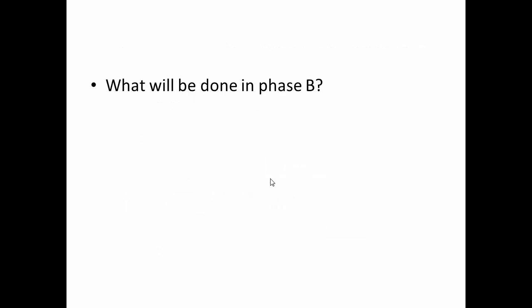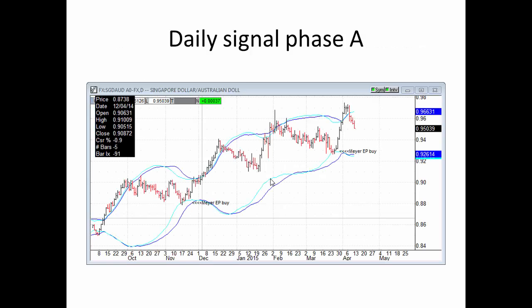Okay, what will be done in phase B or C? Well, one of the things we'll take a look at is this Meyer band thing. Okay, over here we got a Meyer band buy, and here we got a Meyer band buy. Okay, and so what happens is it winds up, not in all cases, but in a reasonable percentage, it winds up having a nice up move after that.